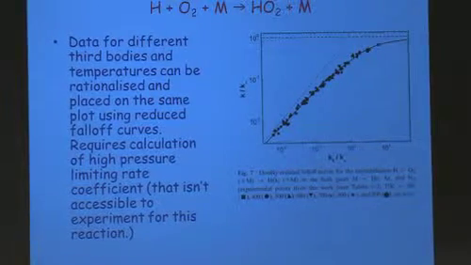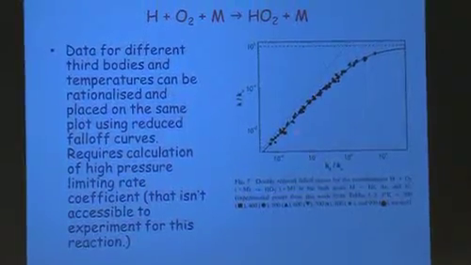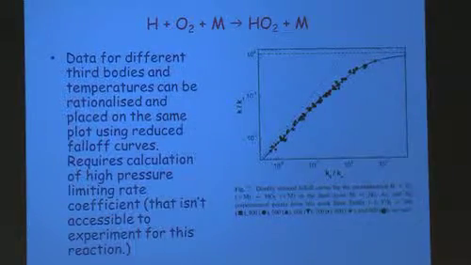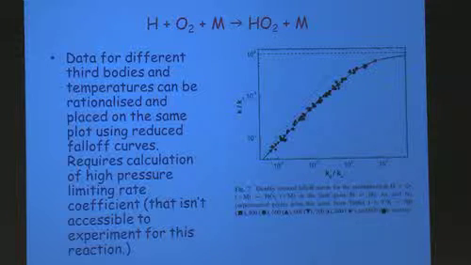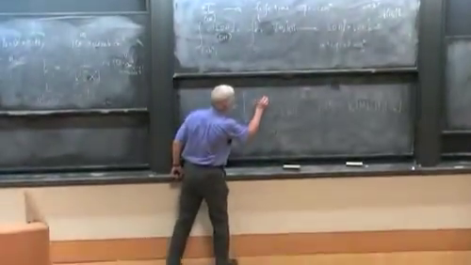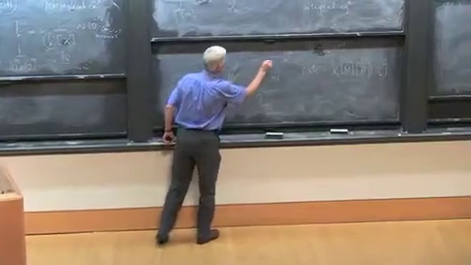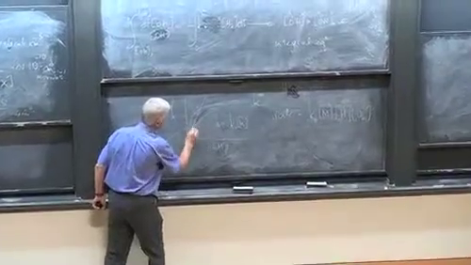And they took the data for different third bodies, and they showed that using a certain analysis, they could condense all of the data onto a single curve, which is a good way of presenting and analyzing the data. So different third bodies have different efficiencies, but by scaling them, if we use different third bodies, the curves look something like that.